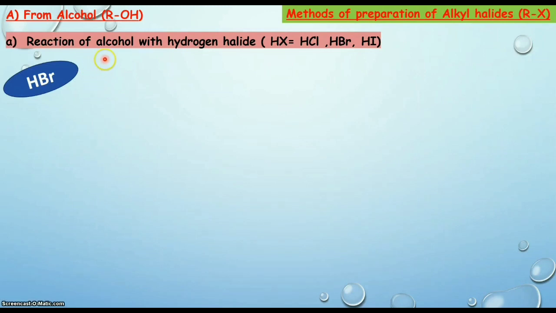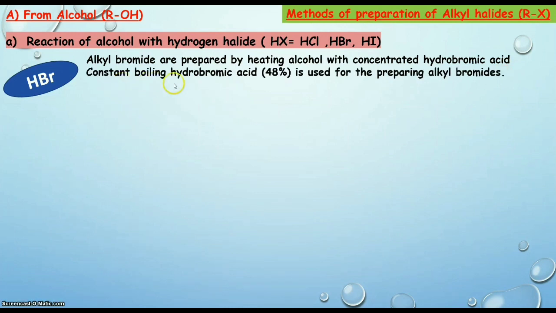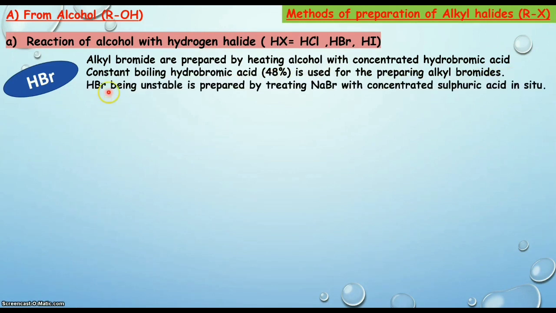After the reaction of alcohol with hydrogen chloride, let us see the reaction of alcohol with HBr, that is hydrogen bromide. Alkyl bromides are prepared by heating the alcohol with concentrated hydrobromic acid, that is hydrogen bromide. Constant boiling hydrobromic acid is used for preparing alkyl bromides. HBr, being unstable, is prepared by treating NaBr with concentrated sulfuric acid in situ. In situ means within the reaction or during the reaction.